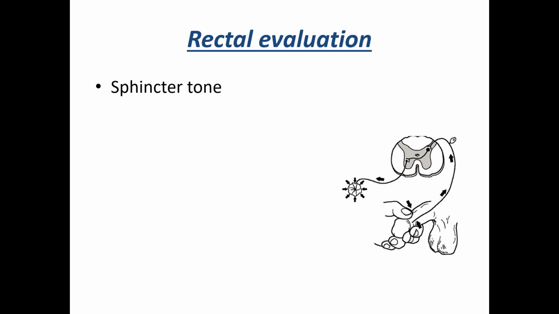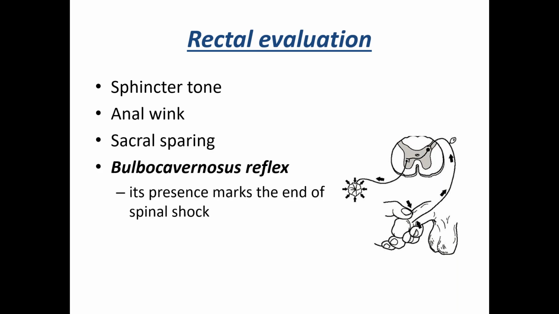Rectal evaluation, we have to look for sphincter tone, anal wink, sacral sparing if it is there, and bulbocavernosus reflex we have to know. If the patient is catheterized, it is checked by pulling the catheter and putting a finger in the rectum. If constriction occurs when you pull the catheter, that is bulbocavernosus reflex positive, and its presence marks the end of spinal shock.